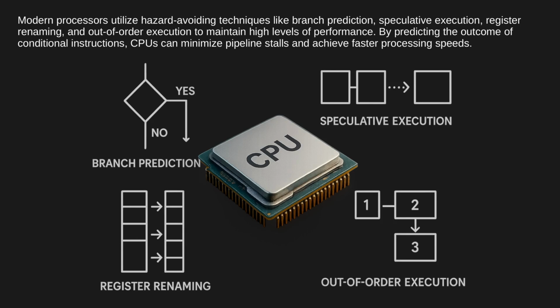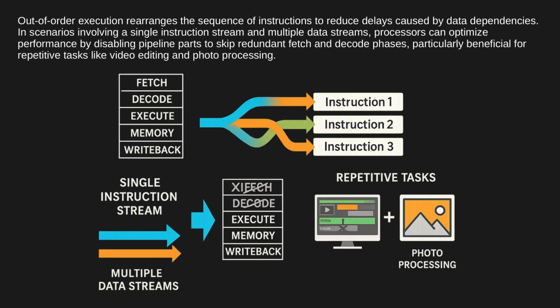Modern processors utilize hazard-avoiding techniques like branch prediction, speculative execution, register renaming, and out-of-order execution to maintain high levels of performance. By predicting the outcome of conditional instructions, CPUs can minimize pipeline stalls and achieve faster processing speeds. Out-of-order execution rearranges the sequence of instructions to reduce delays caused by data dependencies. In scenarios involving a single instruction stream and multiple data streams, processors can optimize performance by disabling pipeline parts to skip redundant fetch and decode phases, particularly beneficial for repetitive tasks like video editing and photo processing.